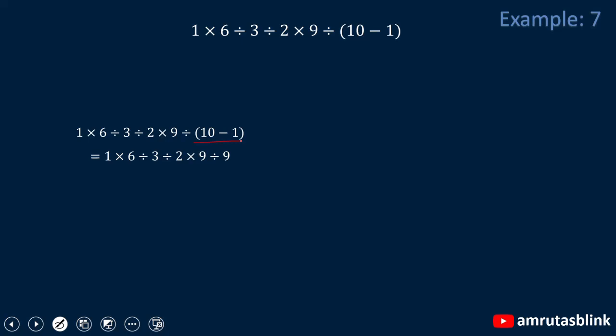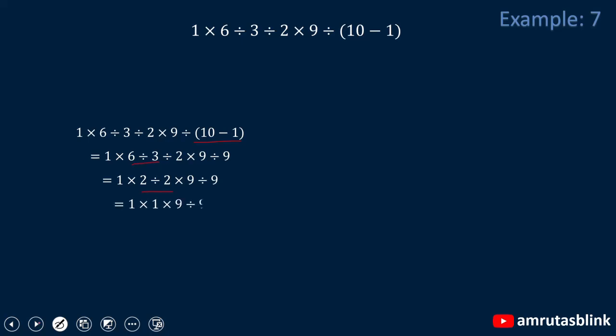So I have 1 × 6 ÷ 3 ÷ 2 × 9, and 10 − 1 is 9. Now we'll perform the division, but we need to perform this division first. So 1 ×, now 6 ÷ 3 is 2, 1 × 2 ÷ 2 × 9 ÷ 9. Now this division we need to perform.